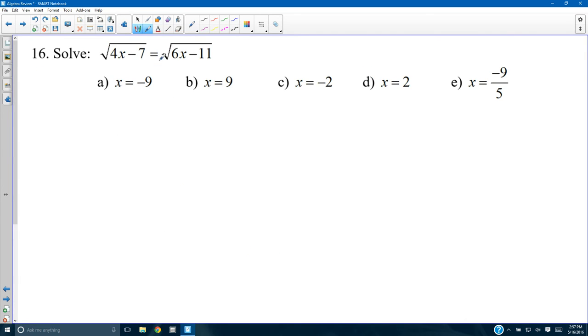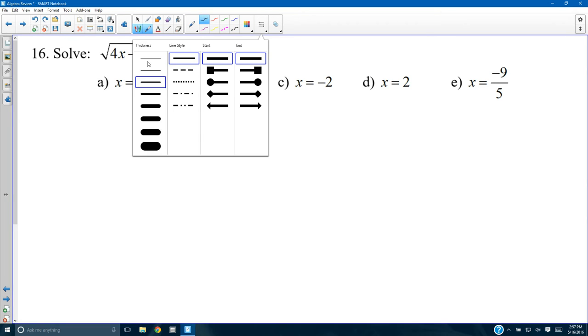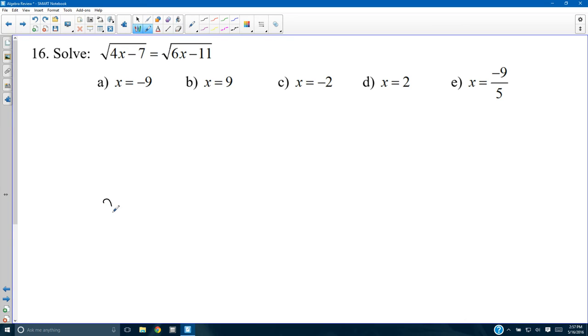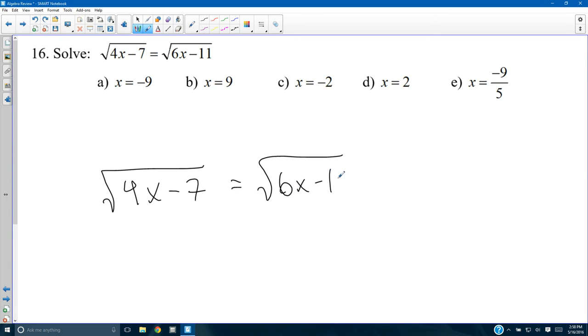Number 16. Solve these two radicals. Okay. Haven't looked at one of these problems with anyone in quite some time here. But here's the thing behind this. And there are a lot of things behind this problem. More than you can imagine. Ones where I'd look at the graphs as well.